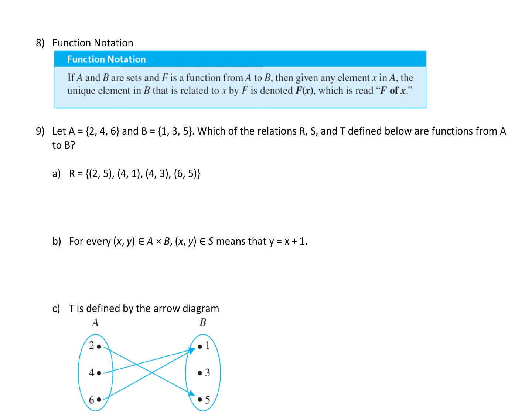Okay, function notation. If A and B are sets, and F is a function from A to B, then given any element x in A, the unique element in B that is related to x by F is denoted f(x). We read that as "f of x."